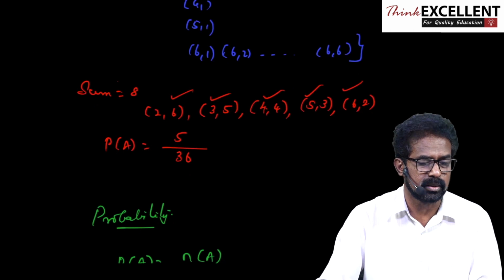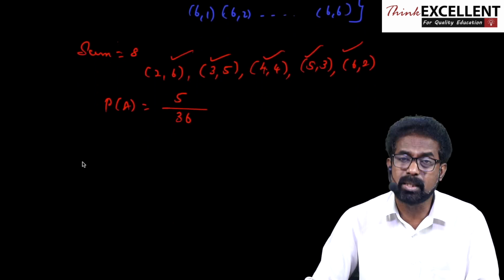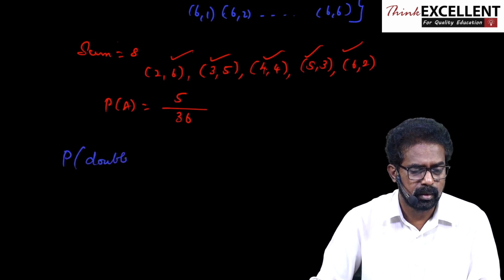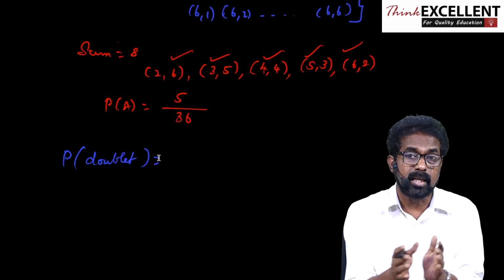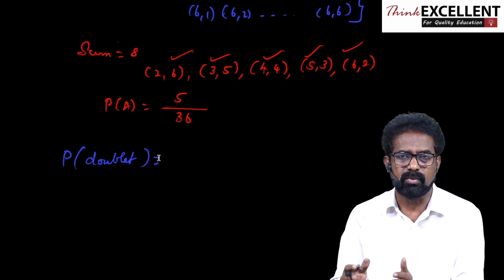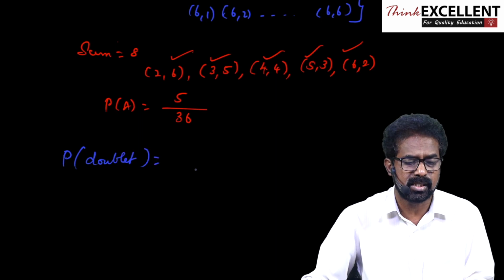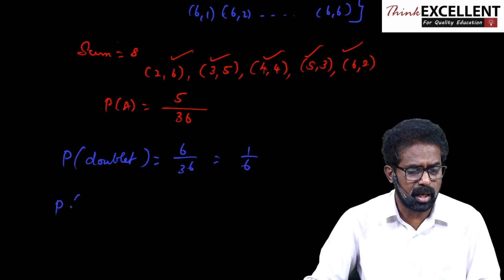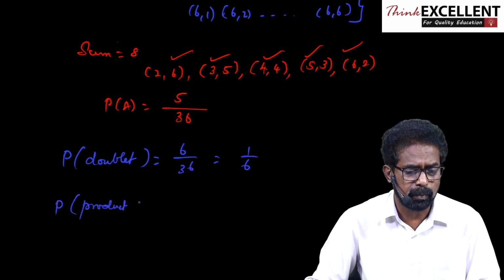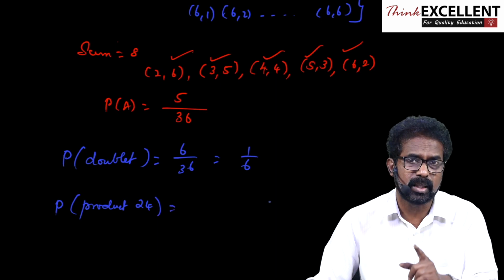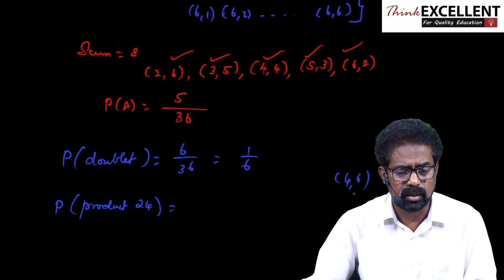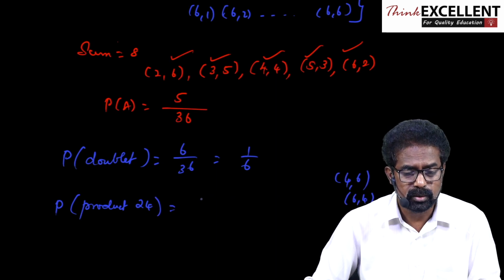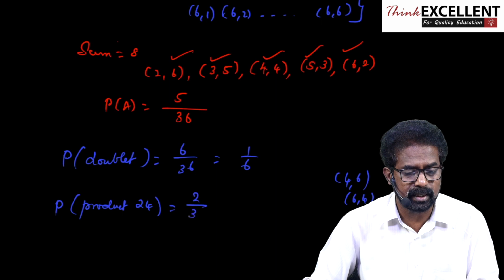Question they may ask: probability of getting a doublet. Doublet means both showing the same number: 1,1; 2,2; 3,3; 4,4; 5,5; 6,6. There are 6 cases. So your answer is 6 by 36. Cancel, 1 by 6 is your answer. Product of the 2 numbers is 24. Only 2 cases, right? 4,6 and 6,4. If you multiply other cases, you won't get the product 24. So here 2 cases are favorable, 2 by 36, so it is 1 by 18.